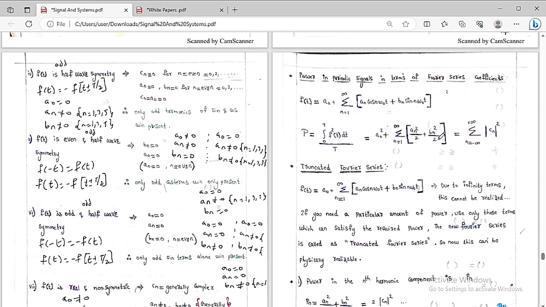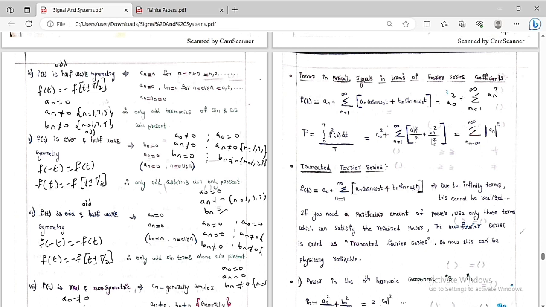So what is the meaning of this? The idea is very simple. For each and every component present here, just find the RMS value and take the square. For a naught, the RMS value is a naught, so take the square of that. Similarly, for sigma n equals 1 to infinity, what is the RMS value of an cos n omega t? It is an by root 2, so take the square of that.